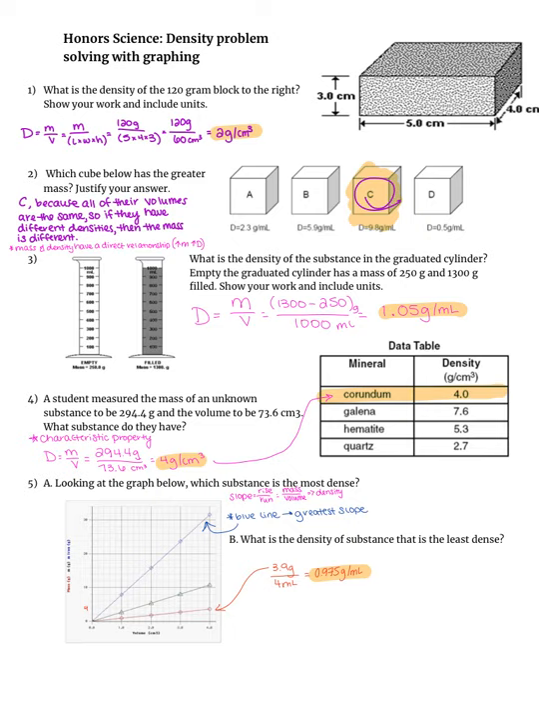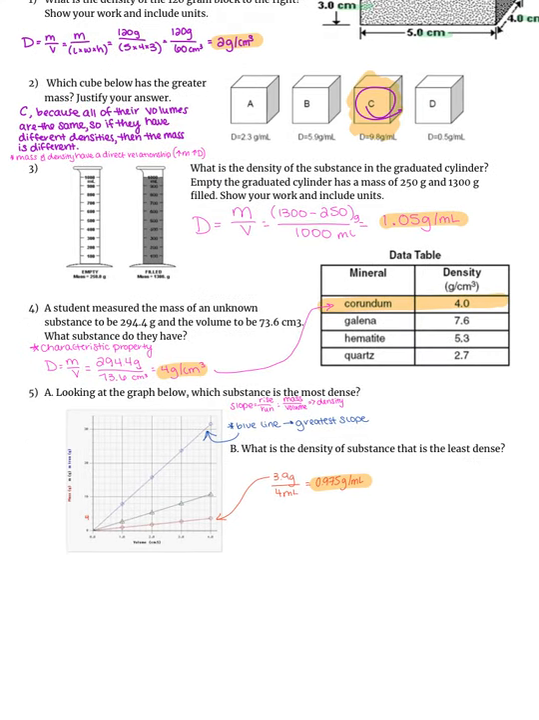On number 1, you just take mass divided by volume, and you should have gotten 2, and then the units would be grams per centimeters cubed, because you are taking centimeters times centimeters times centimeters, the length, the width, and the height. Okay. All right, on number 2, I asked, which of the cubes has a greater mass?